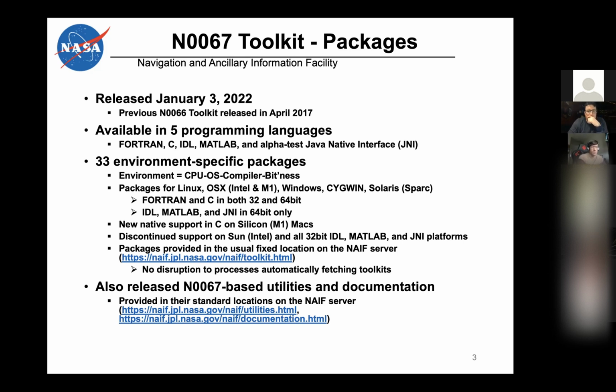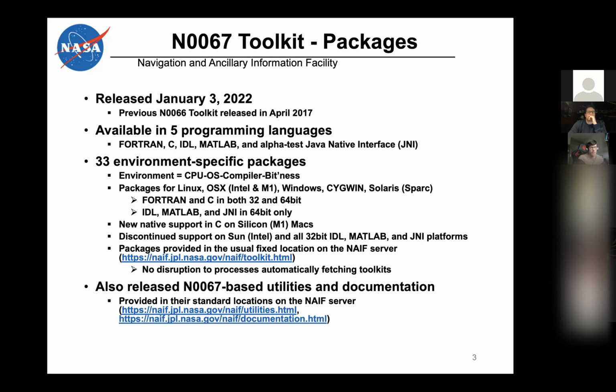N0067 was released last 3rd of January. The previous release, N0066, was released a long time ago, in April 2017. As usual, the toolkit is available in 5 programming languages: Fortran, C, IDL, MATLAB, and also an alpha test Java native interface. We still call it alpha, although it's mostly comparable to the other toolkits. The only thing lacking behind is documentation, so we still tag it as alpha test.